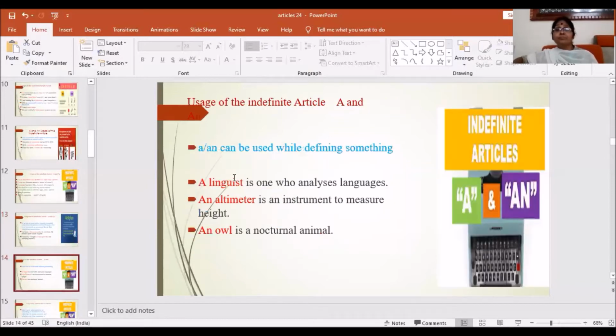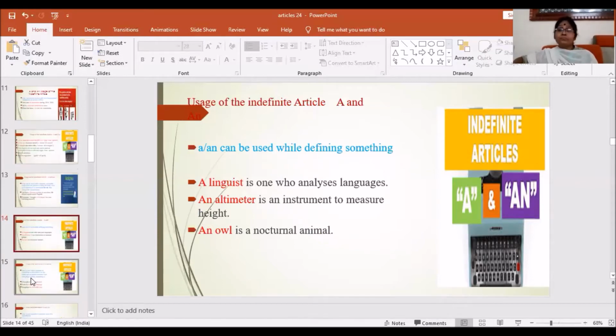Now, next. A and an can be used while defining something, right? For example, a linguist is one who analyzes languages. Now here I am defining who a linguist is, right? An altimeter is an instrument to measure height, or if I'm saying an owl is a nocturnal animal. So these examples tell us that a and an can be used while defining something, right? Example, a linguist is one who analyzes languages, right?